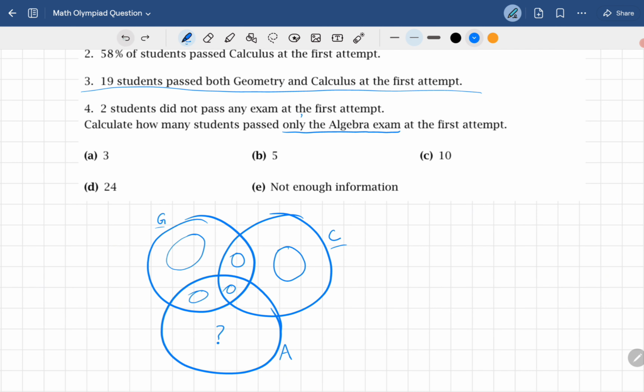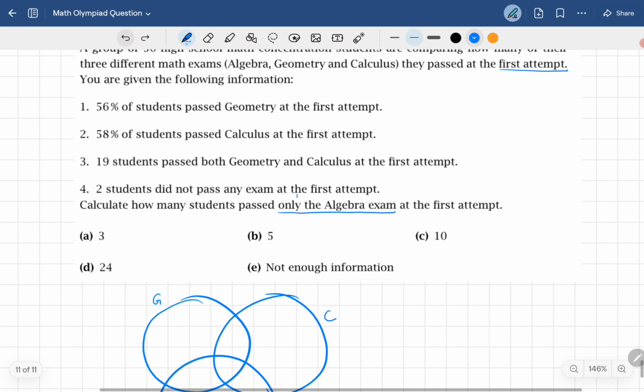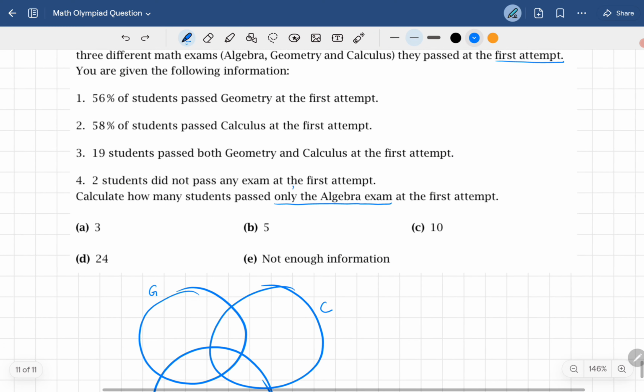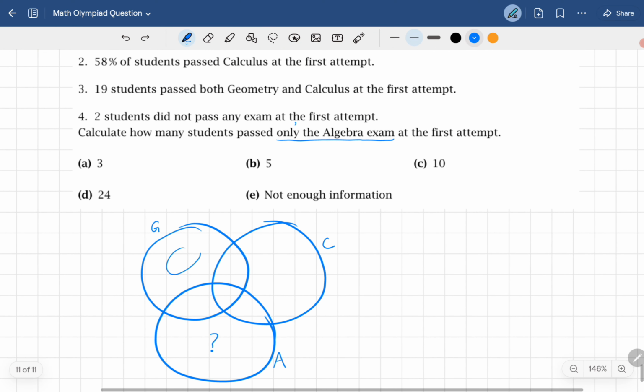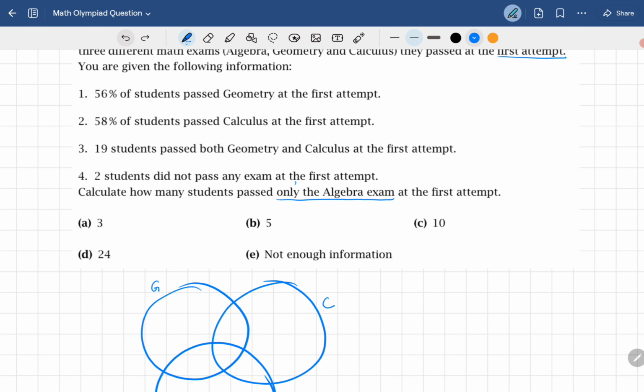So now that we have a good handle on what these little boxes represent, it is time to actually start filling them, which is kind of the fun part in my opinion. So let's start with statistic number 1. 56% of students pass the geometry test at the first attempt. So here there's nothing like geometry and another subject, algebra or calculus. So we're going to put it right there because it's just saying 56% of the students passed geometry at the first attempt. They're not saying it's colliding with something else.